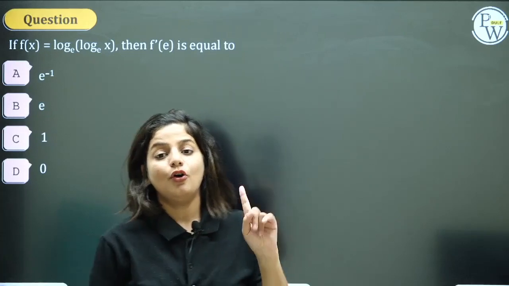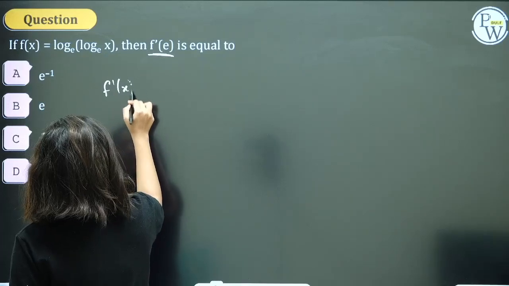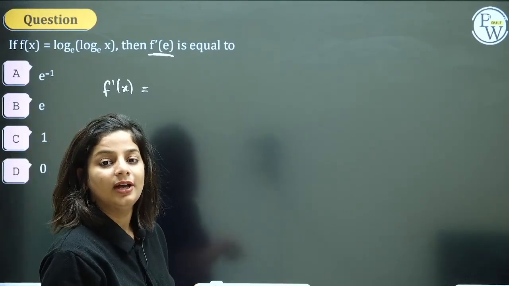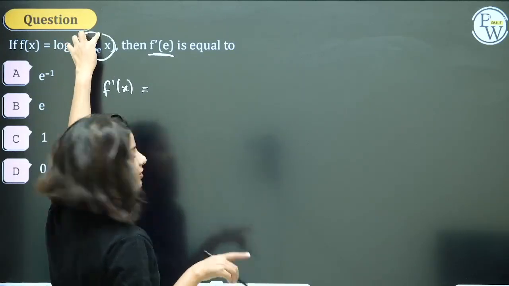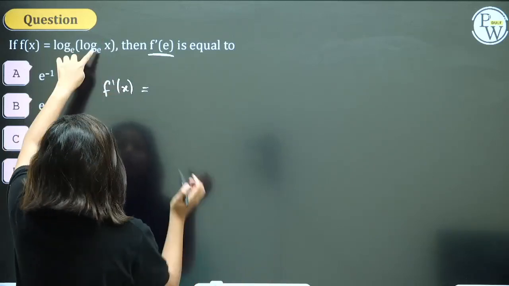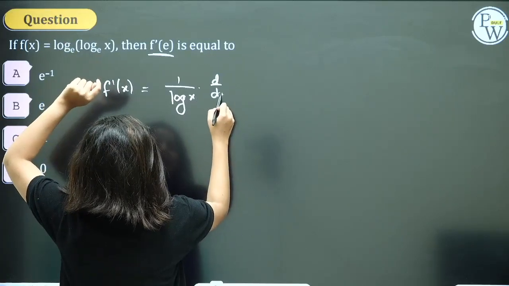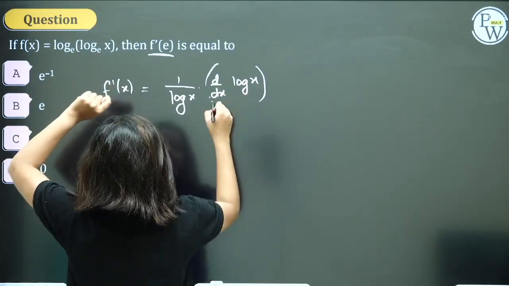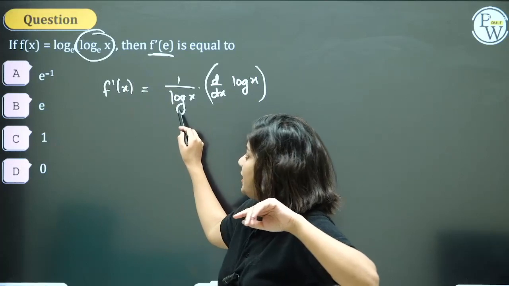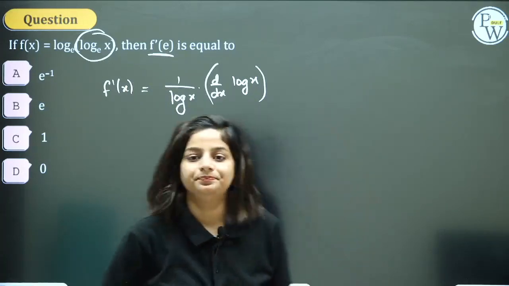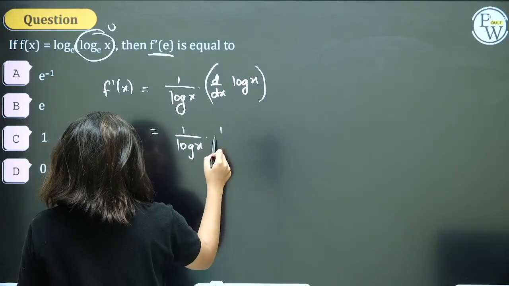F of x is log of log x, then find the value of f dash of e. Differentiate, guys. Now you will use your chain rule. It's logarithmic. So instead of log x, you have log u. Derivative of log u is 1 upon u. This entire thing is u. And by chain rule, you will multiply with derivative of u. Can you understand? This entire thing is your u. Derivative of log u is 1 by u into derivative of u. That's 1 upon log x into derivative of log x, 1 by x.